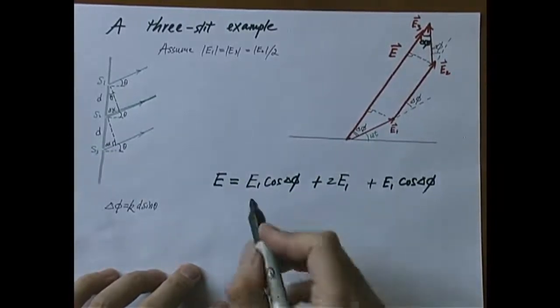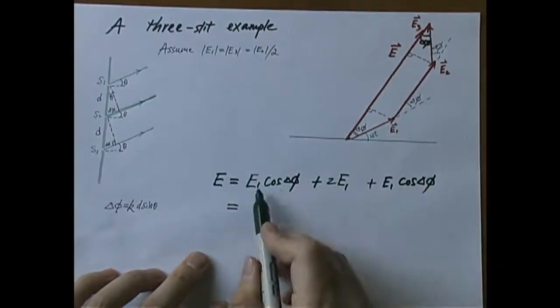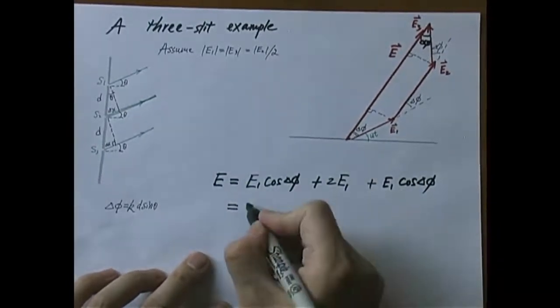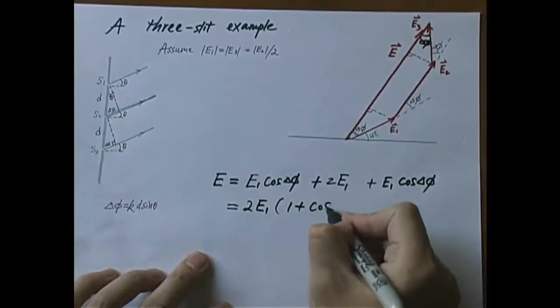Now let me clean this up a little bit. I'm going to take that E1 out. In fact, you combine these two cosine terms together, it's 2E1, and then times what? Then 1 plus cosine delta phi.